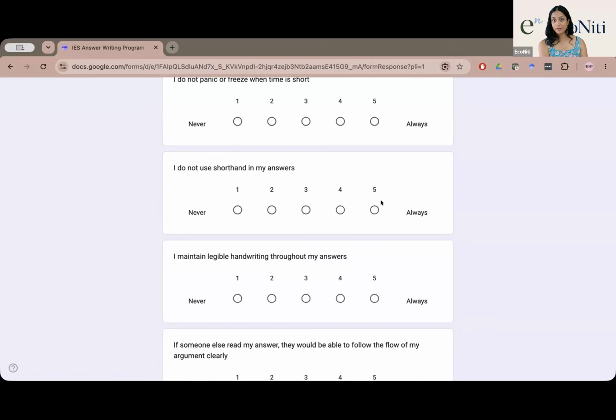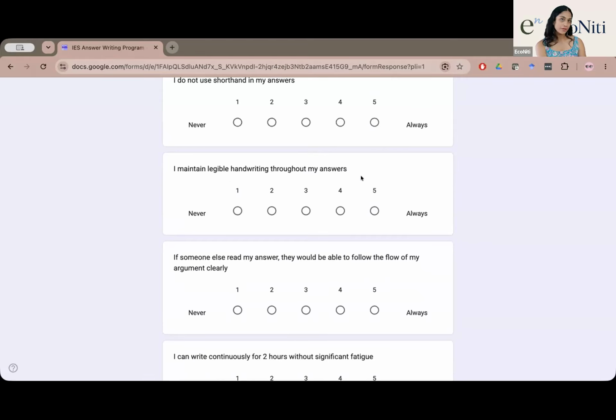I do not use shorthand in my answers. I always suggest against it. Shorthand नहीं लिखना है. शॉर्ट फॉर्म एक्रोनिम्स लिख सकते हैं, लेकिन शॉर्ट हैंड नहीं लिखना है. ठीक. I maintain legible handwriting.